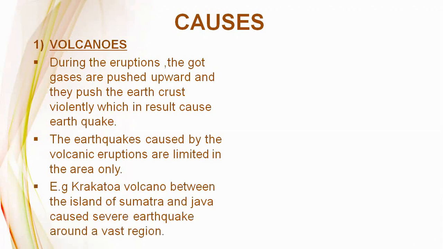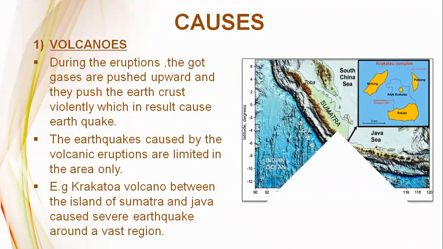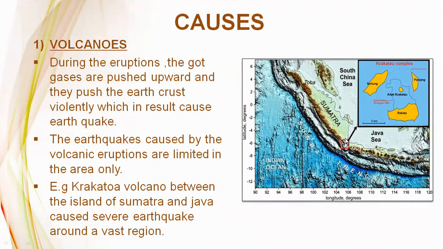Such an example is Krakatoa, between the island of Sumatra and Java, which caused severe earthquake around that region. Now here is the picture depicting where the volcano Krakatoa is located. It is located between Sumatra and Java. This region is a place where the Krakatoa volcano is located, and they experienced lots of effect during the eruption of this volcano.